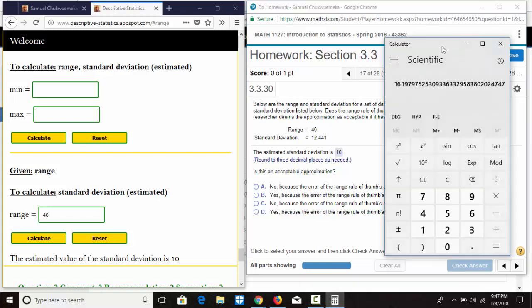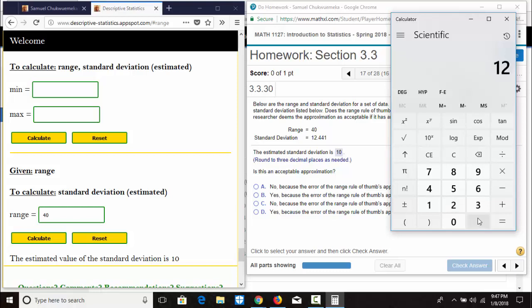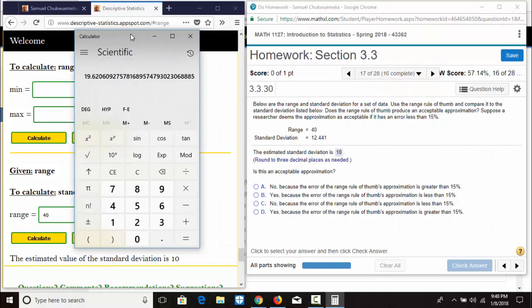Let's look at the error. The actual is 12.441, then minus 10, the estimated one. If it gives you a negative number, you want to take the absolute value. The main thing is we are looking at the absolute value of the error. Then you multiply this by 100, and then you divide by the original 12.441. So that gives us 19.621%. It's still not acceptable. Is this an acceptable approximation? No, because the error is greater than 15%.